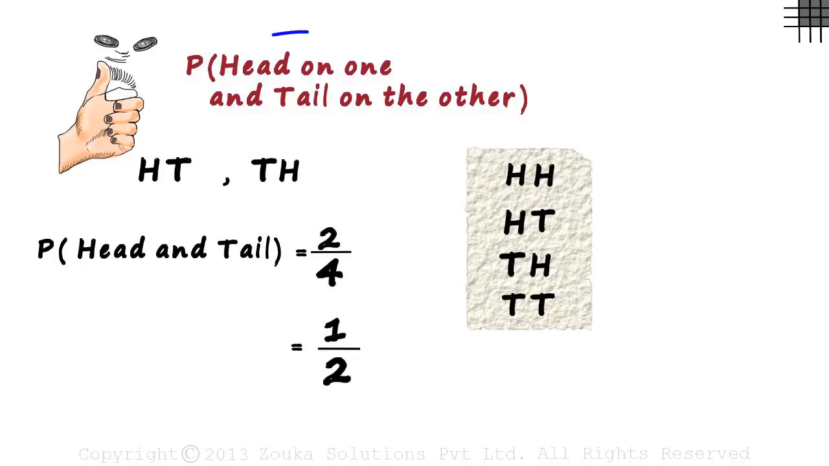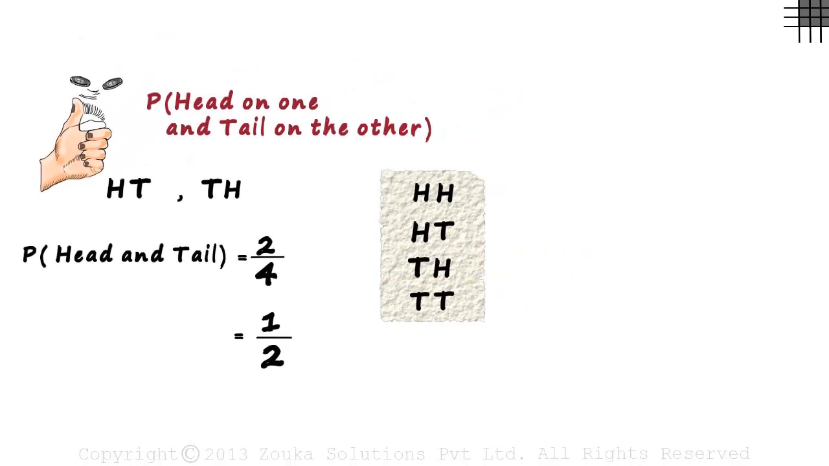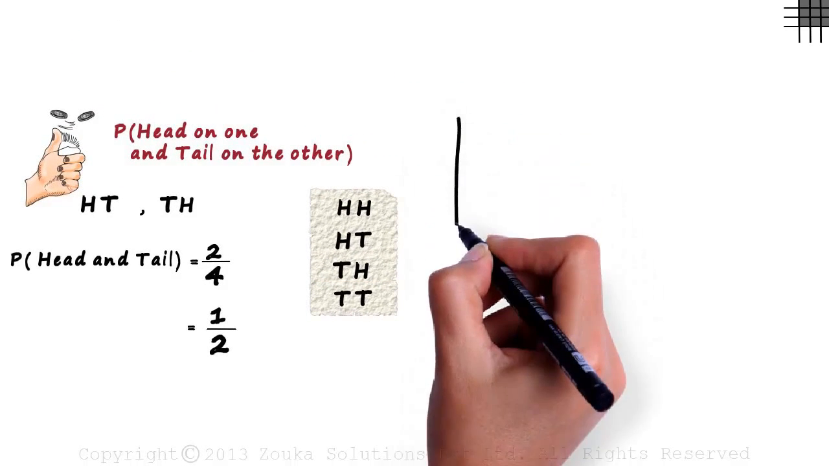Do not assume head on one and tail on the other means only this possibility. It hasn't been specified which coin gets a head and which one gets a tail. So we also consider this possibility. Let me modify the question a bit.